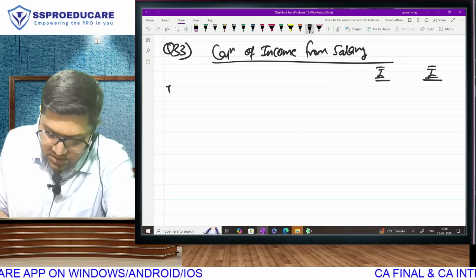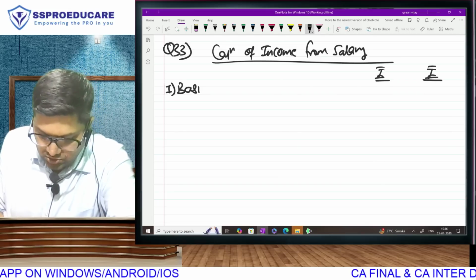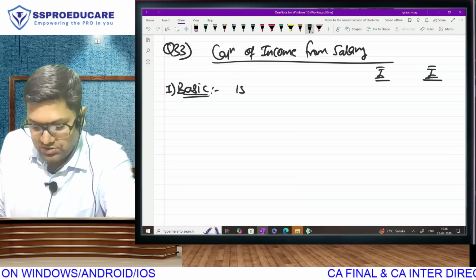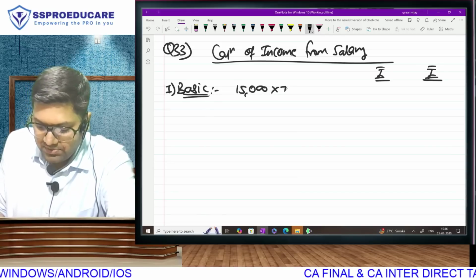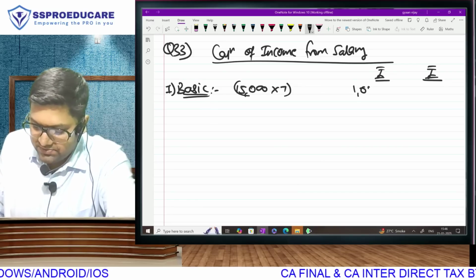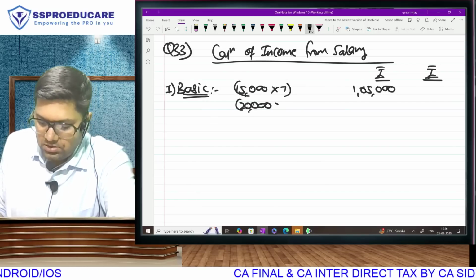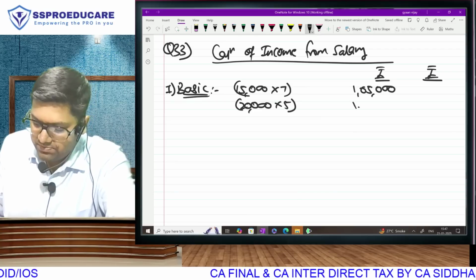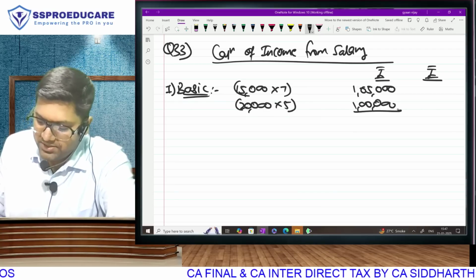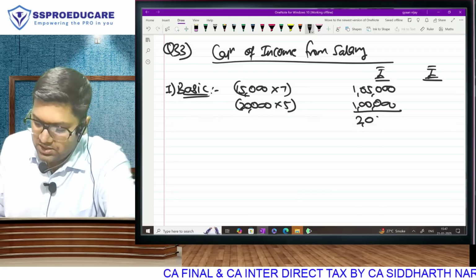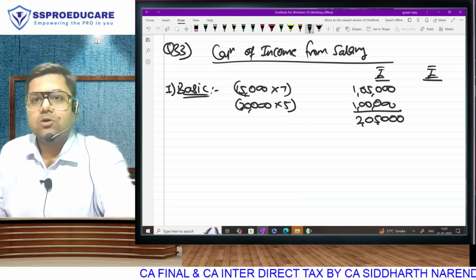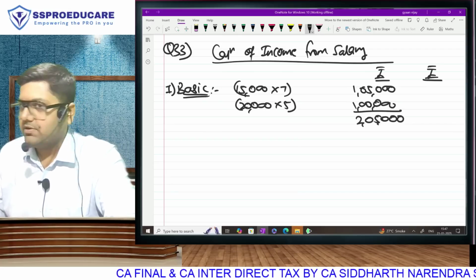So we start with first, basic. See, basic also during the year has changed. Starting May he was getting 15,000 till the month of I think October. So that is 1,05,000 for 7 months. And then thereafter he got 20,000 for the remaining 5 months, making it 1 lakh. The total basic salary for the year is 2 lakh 5. Still I am not writing it in the outer column because there is further data given to us.